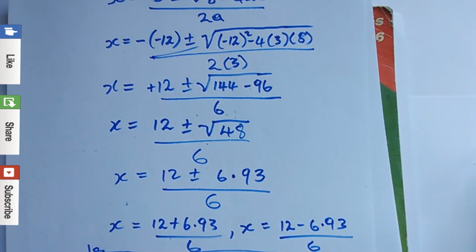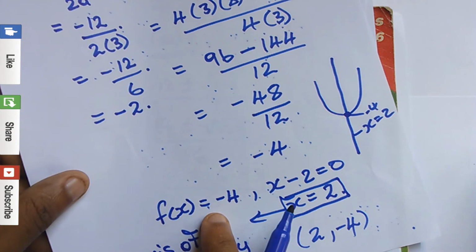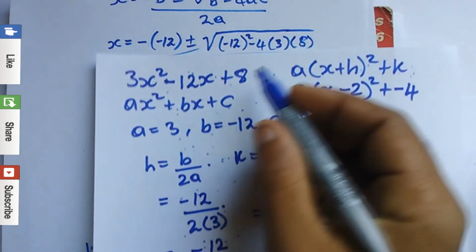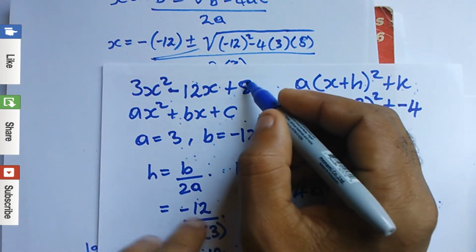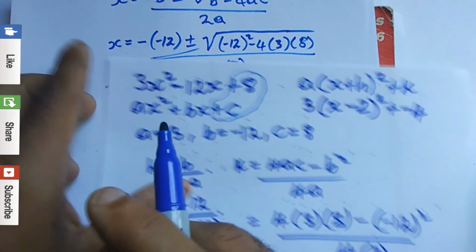So let's see. We have the minimum value for f of x, we have the axis of symmetry, we have the roots, and remember to determine the y-intercept. The y-intercept is the c value right here, which is 8. So we have those, and we're just going to put them on our sketch.